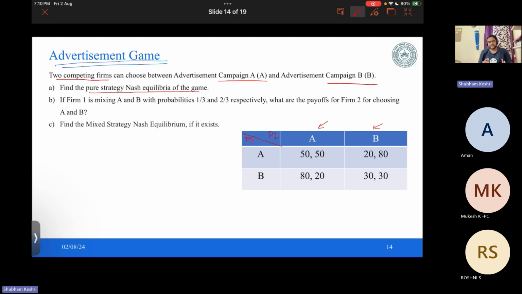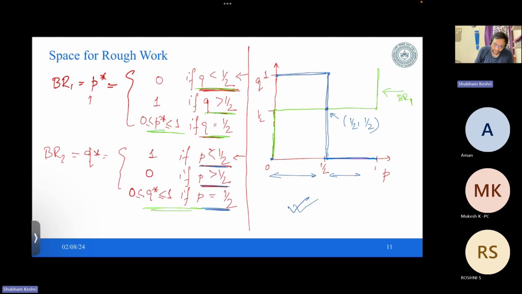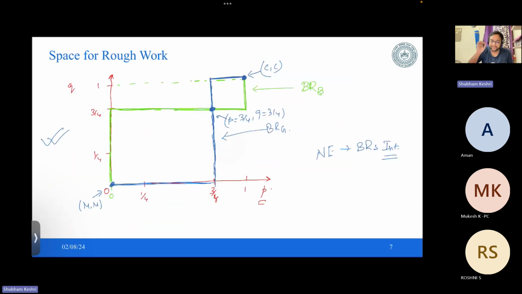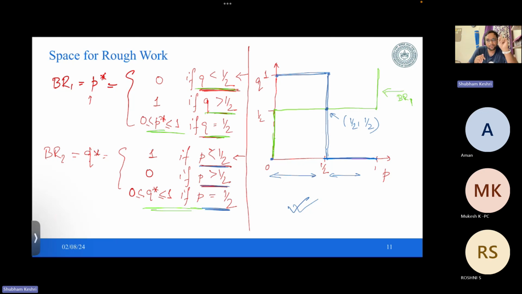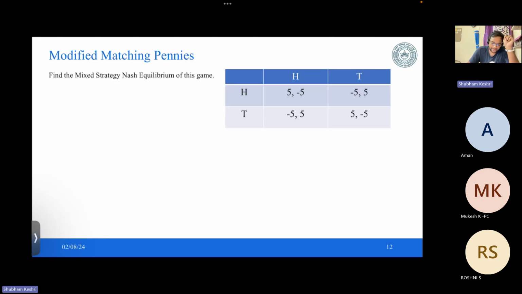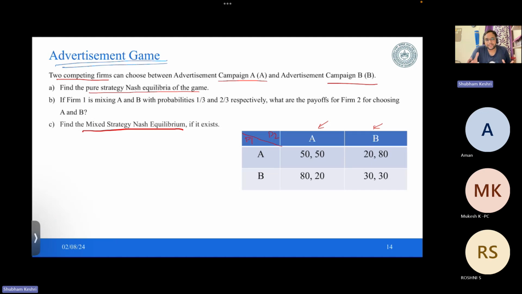This is also a very interesting example for mixed strategy Nash equilibrium, and we'll see why. In the first problem, we had 3 Nash equilibriums, 2 pure strategy Nash equilibrium and 1 mixed strategy Nash equilibrium. In the matching pennies problem, we had no pure strategy Nash equilibrium but 1 mixed strategy Nash equilibrium. And in this problem, something more interesting we'll see. Before that, we'll just see what is the pure strategy Nash equilibrium for this game.